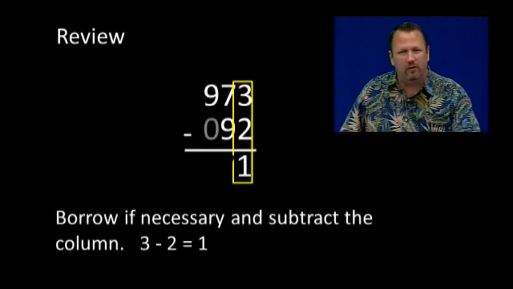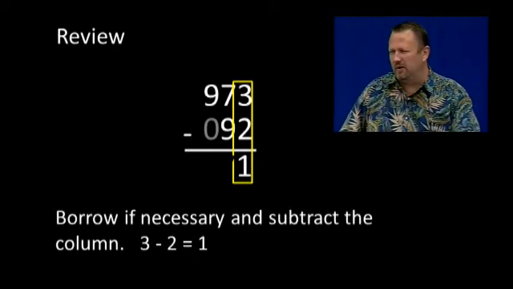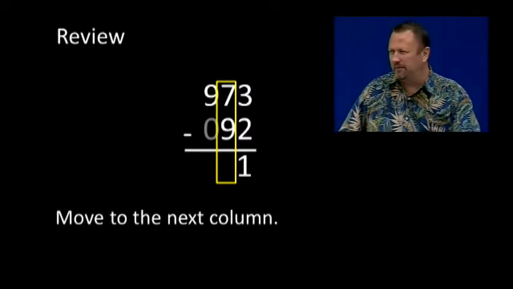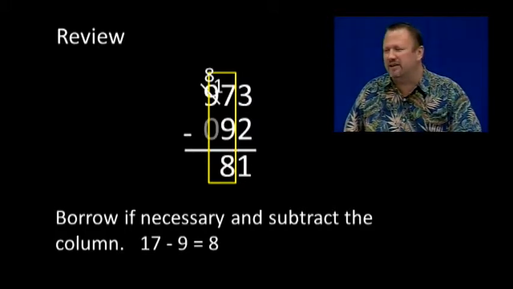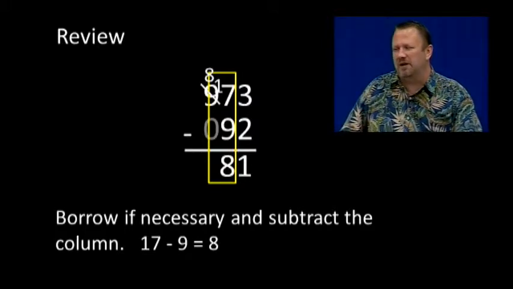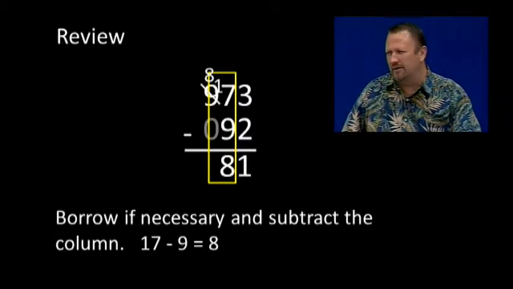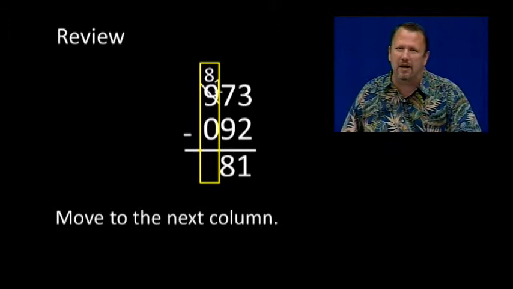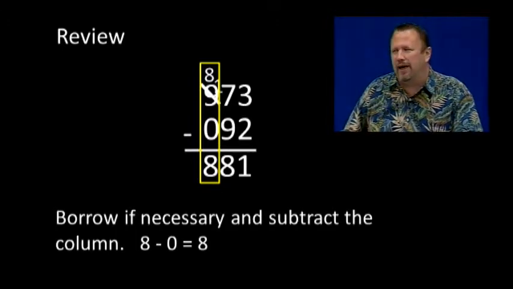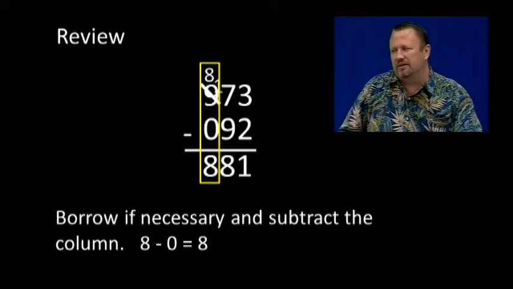3 minus 2 is equal to 1. Simple enough. We'll move to the next column. We'll need to borrow to subtract 9 from 7, so we borrow and turn that 7 into 17. 17 minus 9 is equal to 8. Move to the next column. Because we borrowed from the 9, that 9 has become an 8. 8 minus 0 is equal to 8.